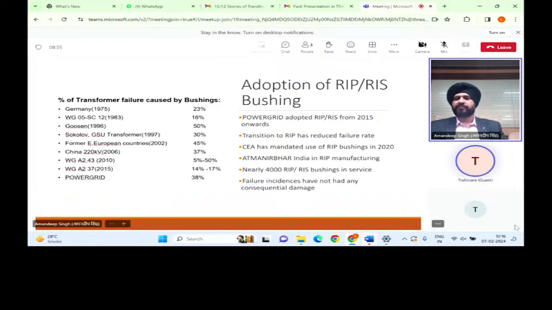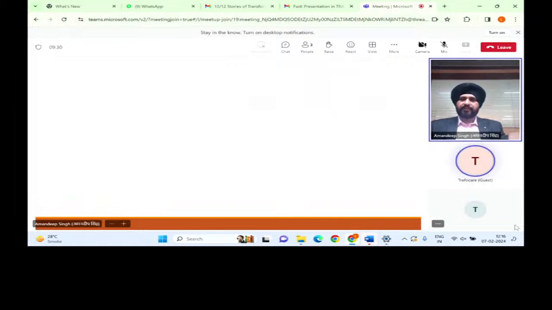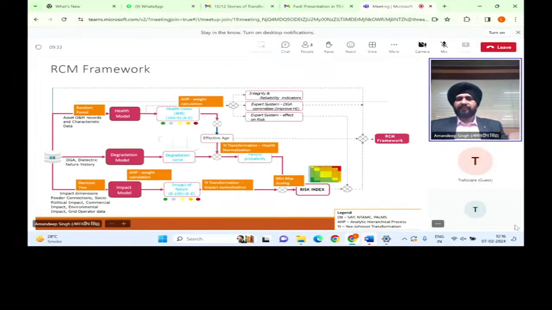So that is why Power Grid decided to transition from OIP to RIP or RIS type bushings from 2015 onwards. And CEA has also now mandated the use of RIP bushings in 400 kV equipments. And we are very happy to say also that India as on date is Atmanirbhar in terms of RIP bushing manufacturing, because now bushings up to 400 kV level are being manufactured in India, and we have a number of manufacturers available. So there is no issue of importing or getting this technology from abroad.